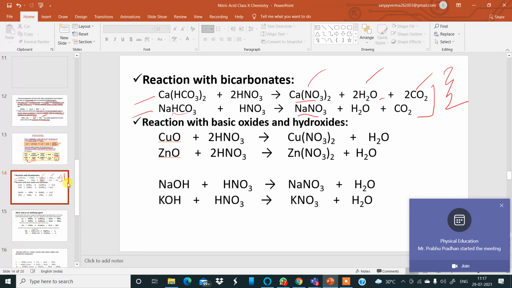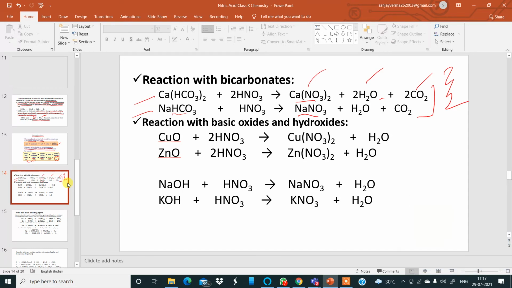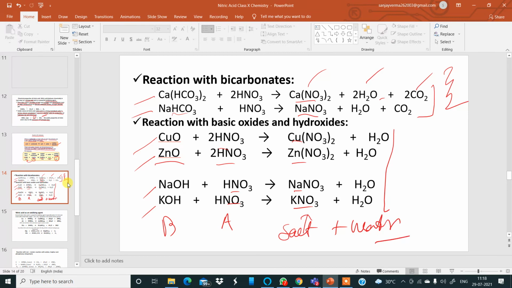Okay, now one more set of reactions is there. The next set of reactions is with basic oxides and hydroxides. Copper oxide and zinc oxide are basic oxides, whereas sodium hydroxide and potassium hydroxide are also basic, alkaline in nature. So when they are reacted with dilute nitric acid, they will produce the respective nitrate salt, copper nitrate or zinc nitrate or sodium nitrate or potassium nitrate, and then water is formed. So we know an acid and a base will give salt plus water. This we have been knowing since class 8. So this is the general reaction for an acid and a base.